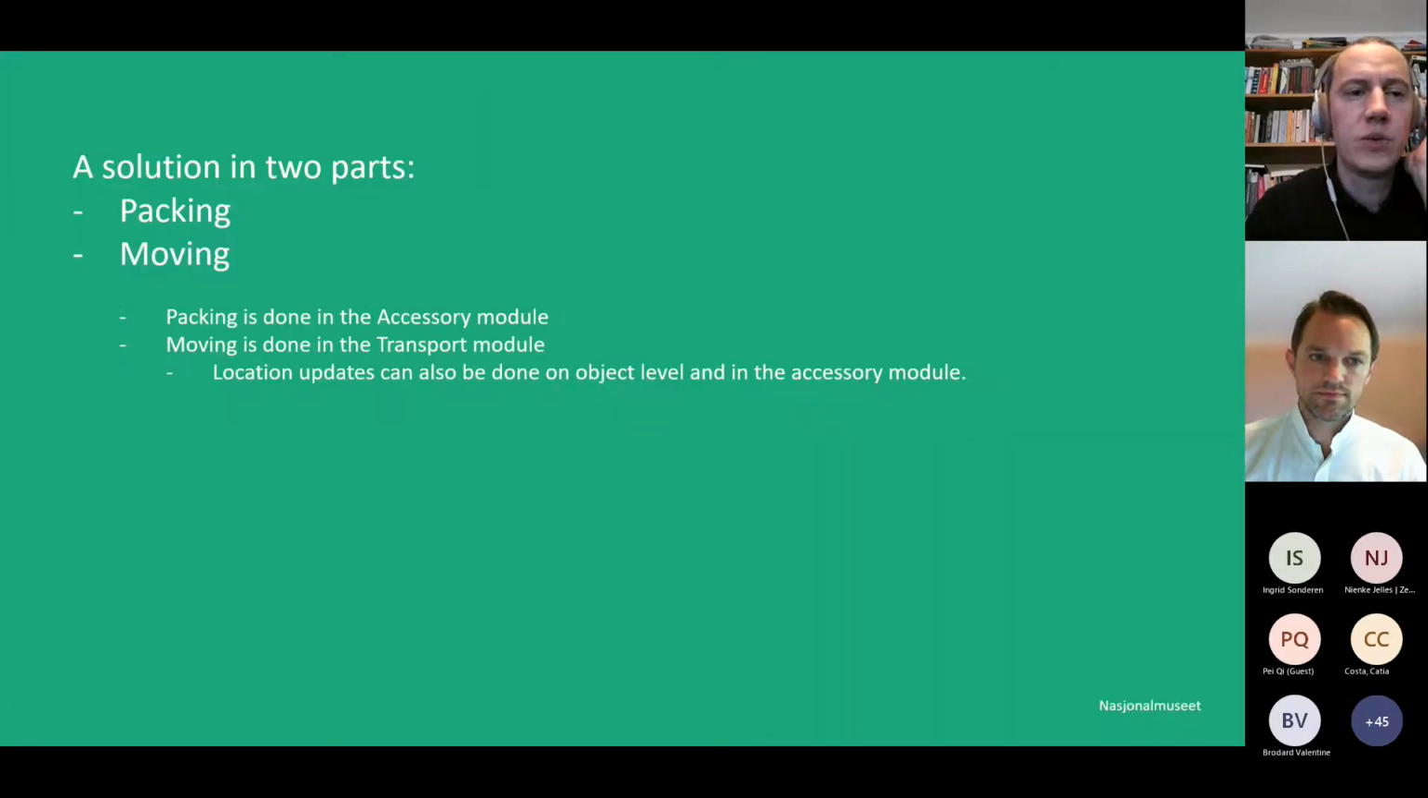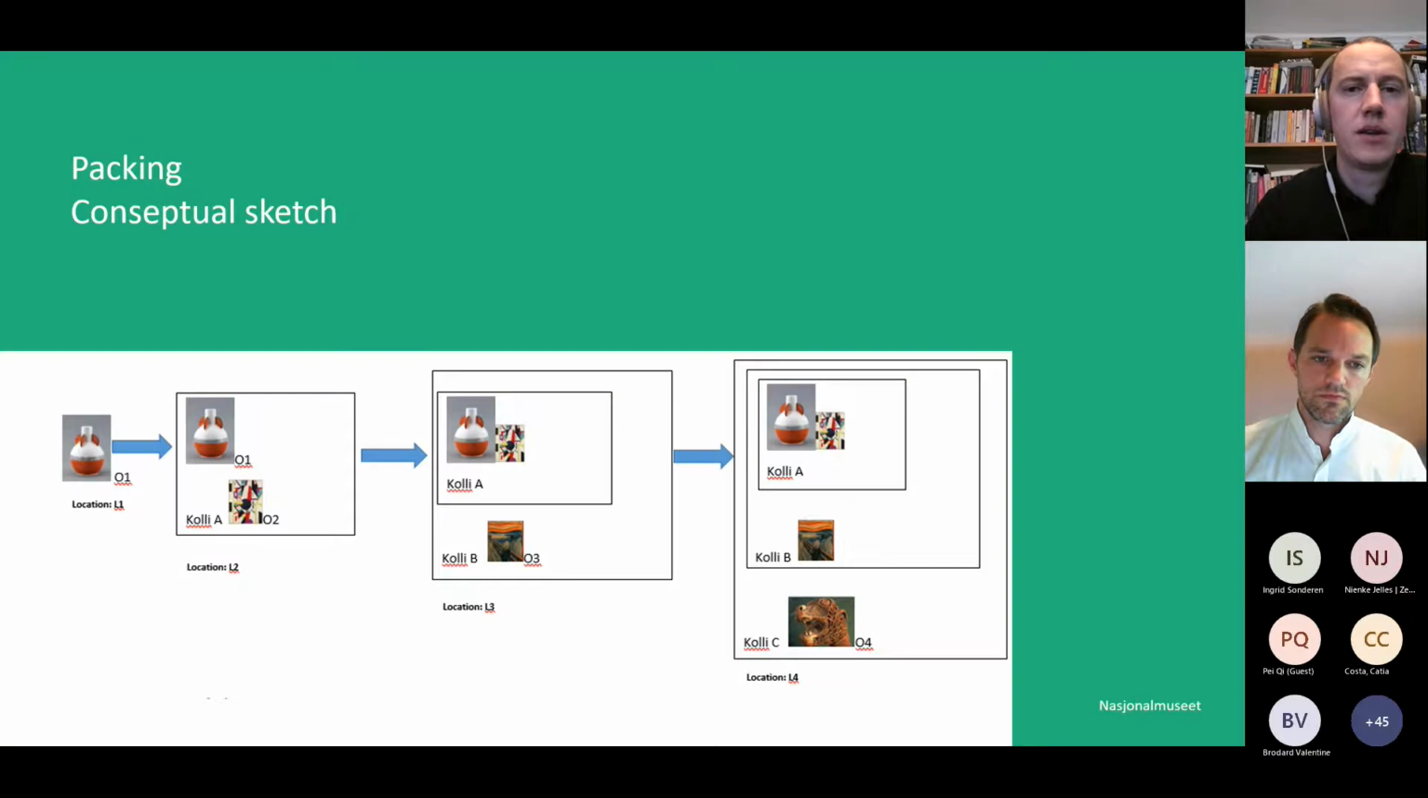And then what we designed or planned was a solution in two parts, one for packing and one for moving itself. Packing and preparing crates and loads, etc., were to be done in the accessory module, and the move itself would be done in the transport module. And location updates can also be done on the object level and in the accessory module itself. So this is just a simple conceptual sketch that we started off with.